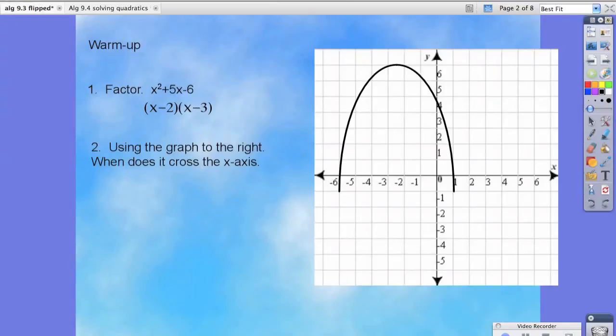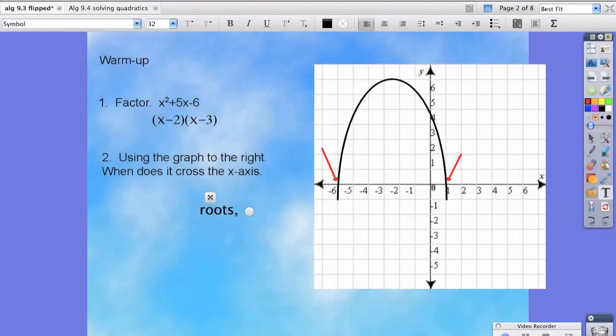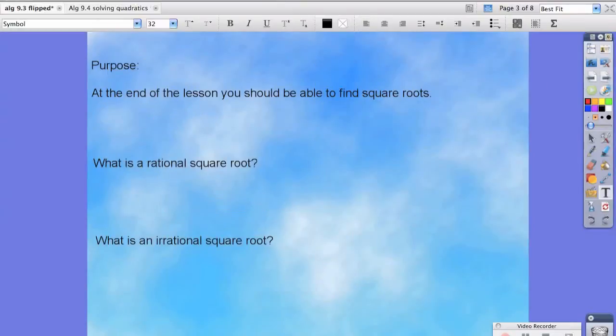It says using the graph to the right, find where it crosses the x-axis. So I'm going to use my arrow tool really quick, and we're going to point these out. This crosses over here at -6, and this crosses over here at +1. These 2 points are called the roots, or zeros, or solutions of a graph. So at the end of this lesson, you should be able to find square roots.